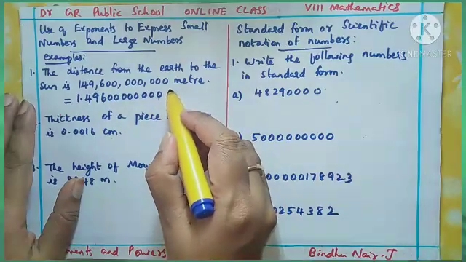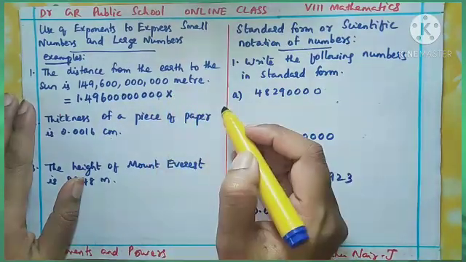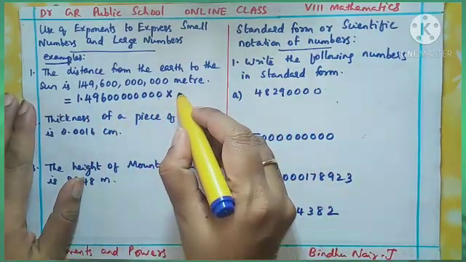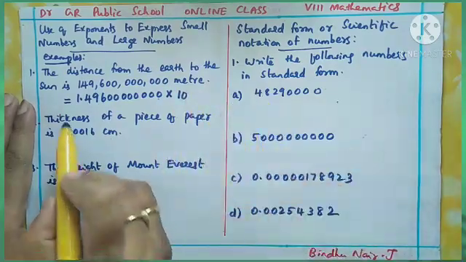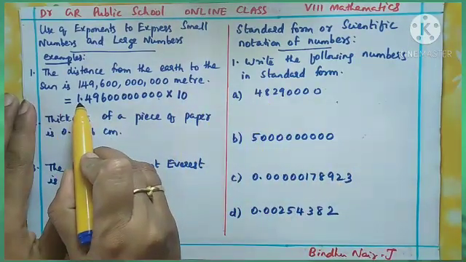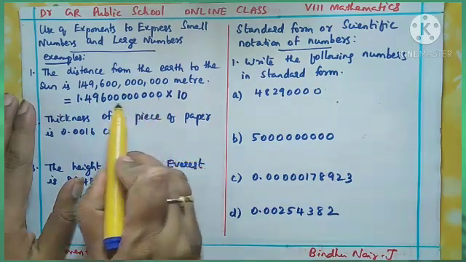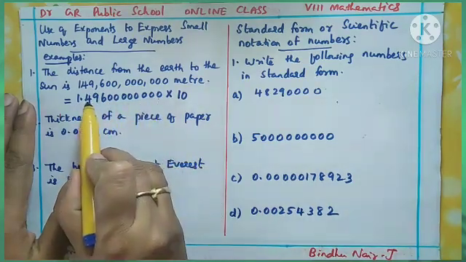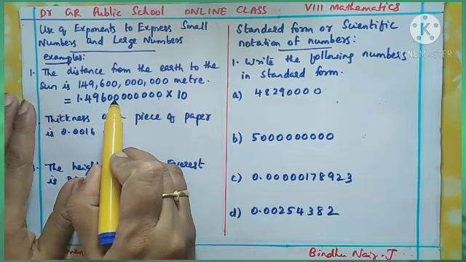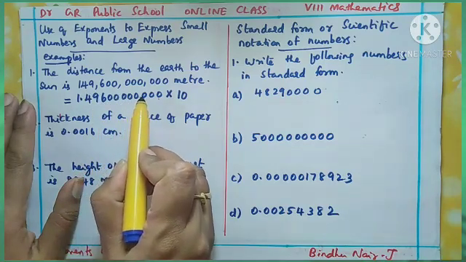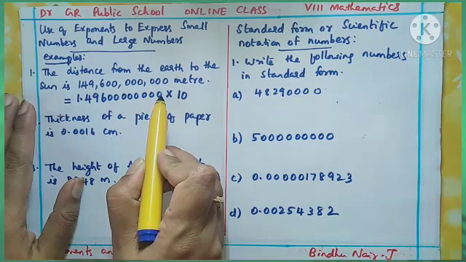Now what we want to do, that is equal to this into 10 to the power. Now you placed the decimal after 1. So now you want to count the numbers after the decimal, that is 1, 2, 3, 4, 5, 6, 7, 8, 9, 10, 11 numbers are there.